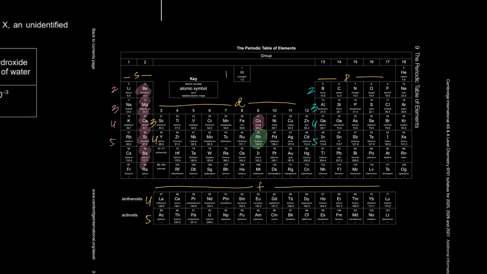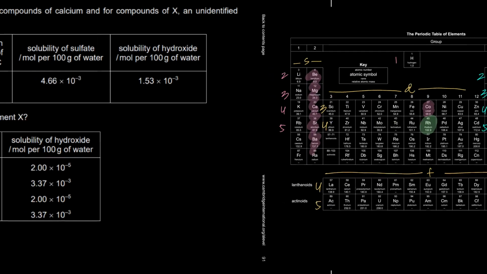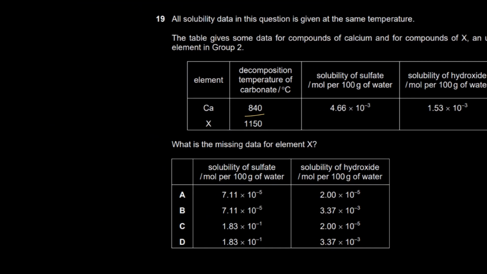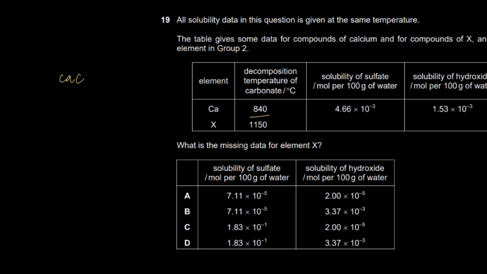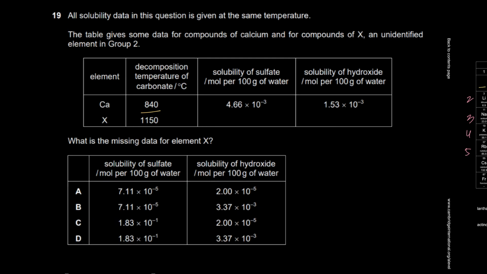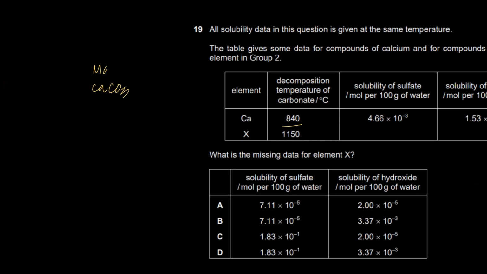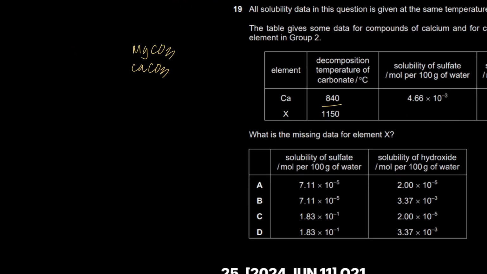Now, the question is pretty simple. It asks what is the missing data for element X. And he's given you data for calcium, the decomposition temperature of the carbonate. Now you know what happens to the thermal stability of carbonates. If this is calcium carbonate, and let's suppose at the top you have magnesium carbonate, as you go down the group, you have strontium carbonate, barium carbonate.